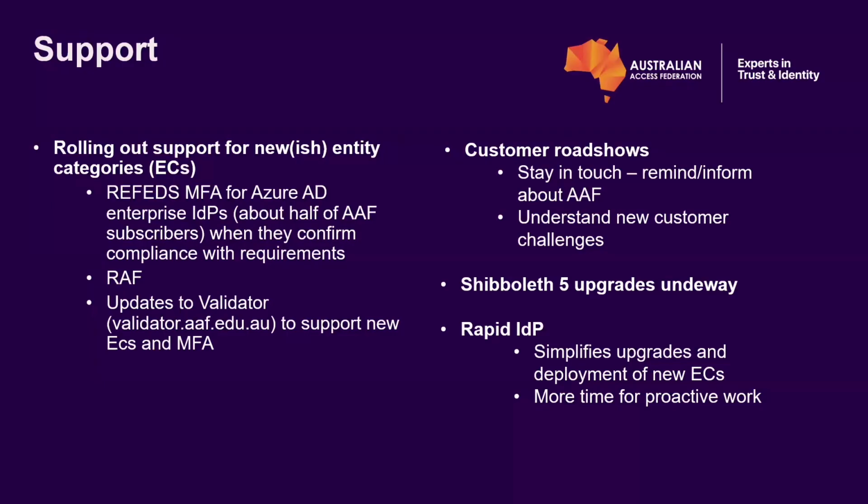As part of that, we've been upgrading to Shibboleth version 5. That will start in earnest once we get back from this conference. All the technology's there. It's just a matter of informing them that we're going to do it and running through a bit of a change process with them. At the same time, we'll be introducing all of the new ND categories, the research assurance framework, and turning on MFA if they can do it. So Rapid IDP simplifies all of this.